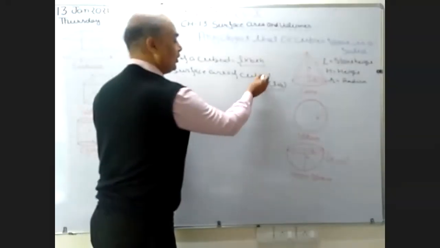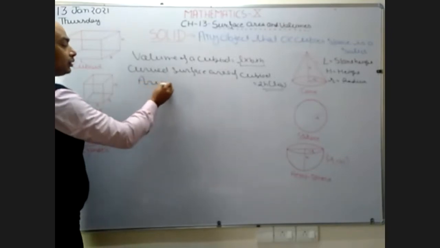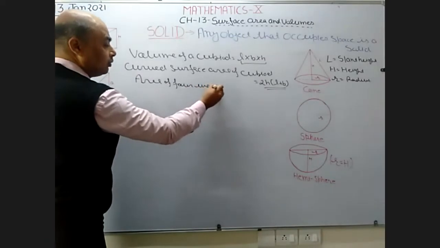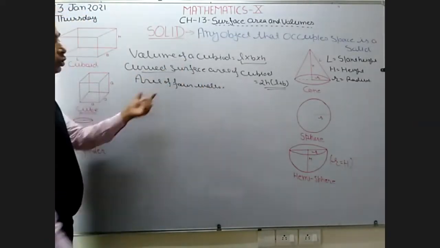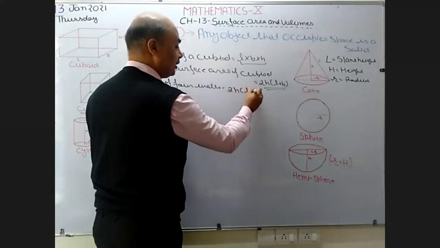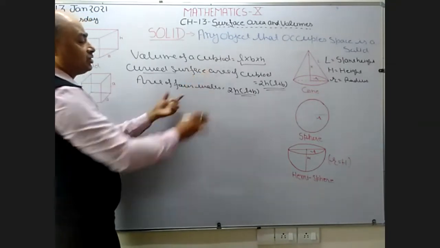This lateral surface area of a cuboid is also known as the area of four walls. Area of four walls means lateral surface area of a cuboid. So the same formula, I want to write 2H bracket L plus B. The area of four walls and the lateral surface area of a cuboid are the same thing.